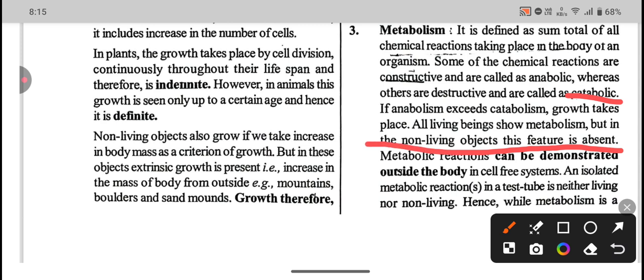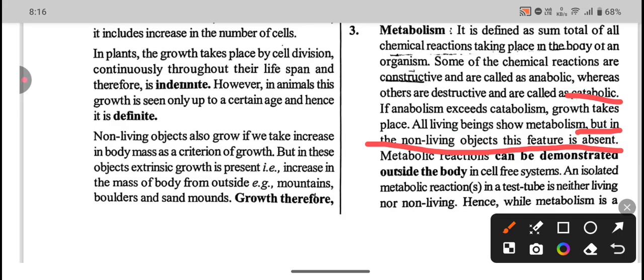So this is the ultimate statement. Till now we have seen growth in non-living things and reproduction incapability in some organisms. So to break this confusion, the ultimate characteristic which we need to consider is metabolism. So only living organisms show metabolism, whereas non-living objects won't show metabolism.